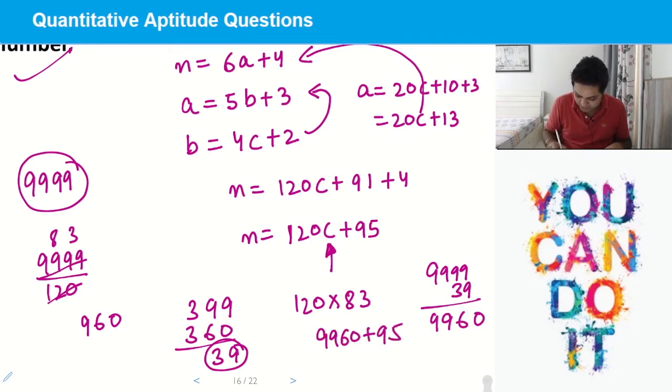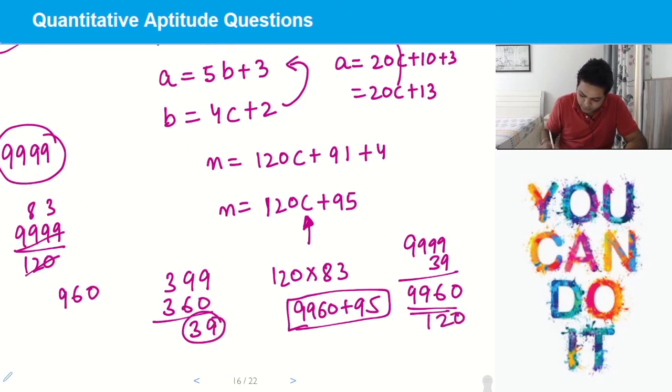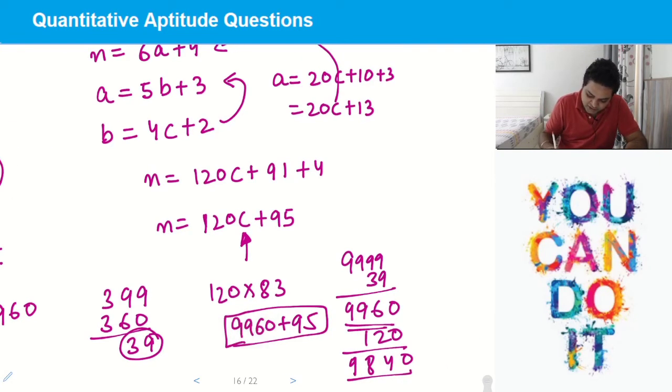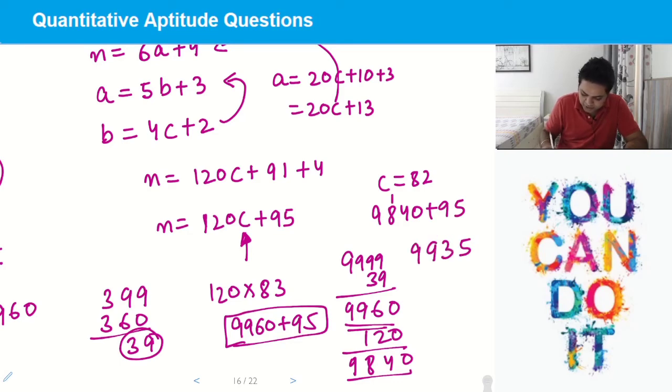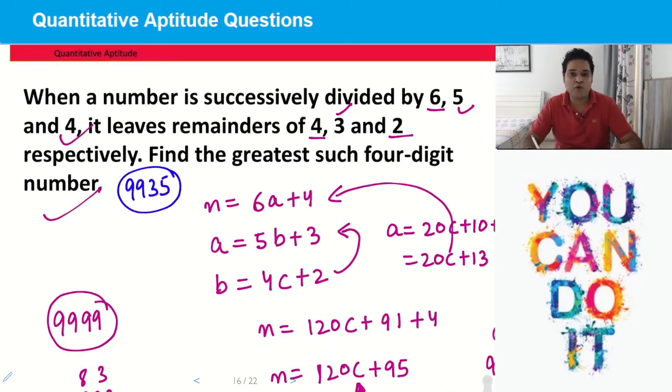So 9960 plus 95, if I do, it will be a 5-digit number. So we cannot take 9960. What we'll do, we'll subtract 120 from here and we'll have 9840. That is, c will take 82. So the number is 9840 plus 95, that is 5. 9 plus 4, 13. 8 plus 1, 9. That is 9935. So the answer is 9935. 9935 is the greatest 4-digit number, which when divided by 6, 5 and 4 successively will leave remainder of 4, 3 and 2 respectively.